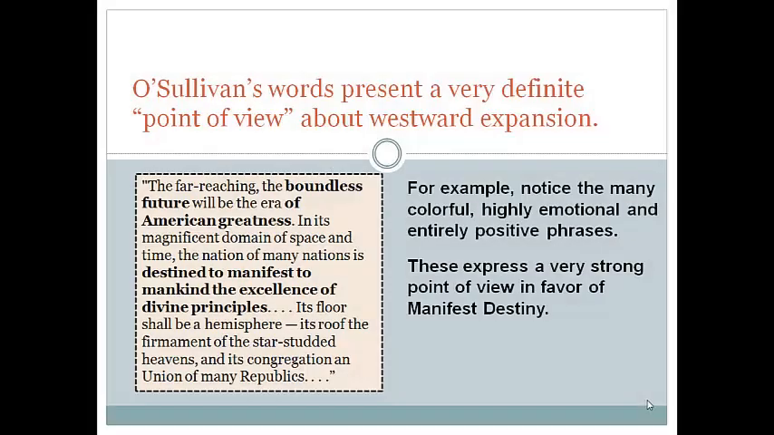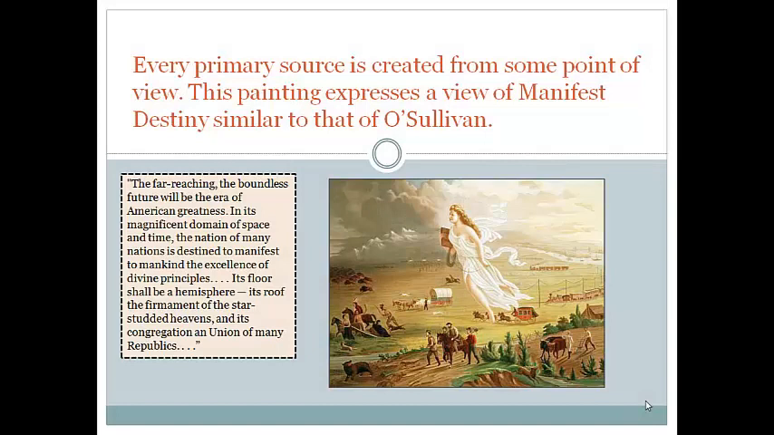In other words, O'Sullivan expresses a strong point of view in favor of westward expansion. The phrases in bold type in the source especially help express this optimistic and expansive view of America's future. Every primary source is created from some point of view.